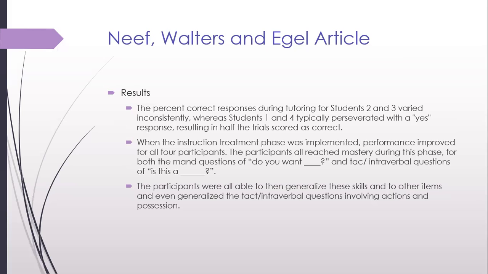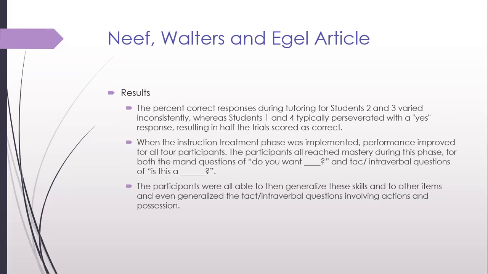The results of the study showed that the percent correct responses during tutoring for students 2 and 3 varied inconsistently, whereas 1 and 4 typically perseverated with a yes response, resulting in half of the trials scored as correct. When the instruction retrieval phase was implemented, though, performance improved for all 4 participants.